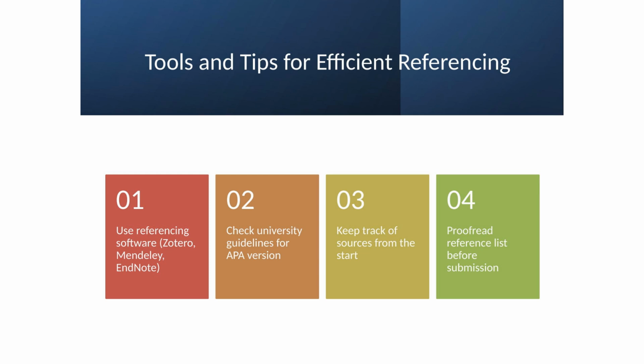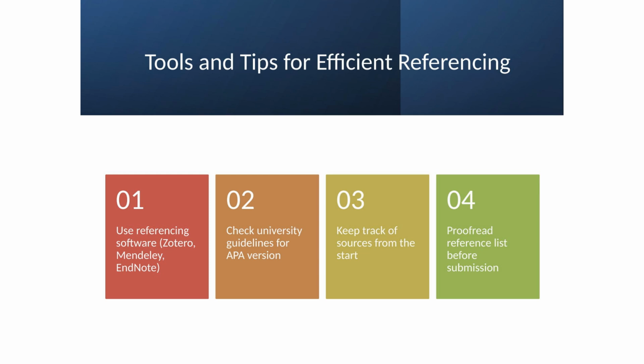Always check your university's requirements regarding APA formatting. Some institutions may have slight modifications. Track your sources from the beginning using a digital note-taking app or spreadsheet. Create categories like author, title, publication, and URL. Before submission, proofread the entire reference list. Look for spelling errors, missing information, or formatting mistakes. Use the official APA-style website or trusted university guides to verify.